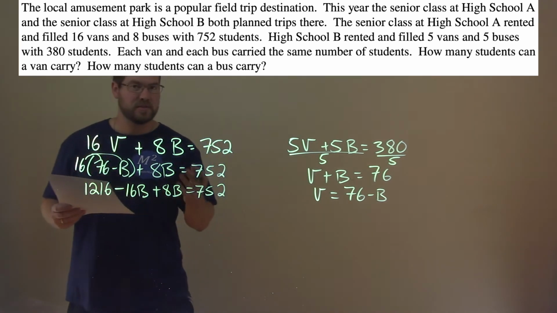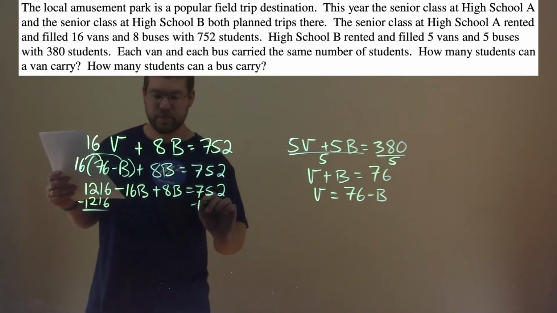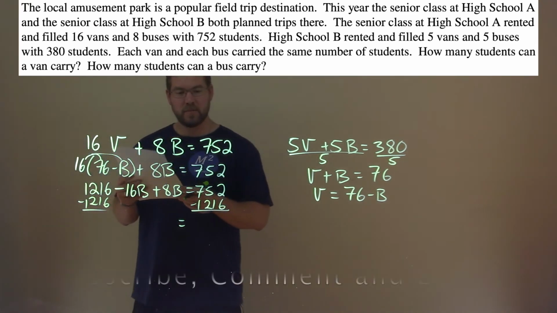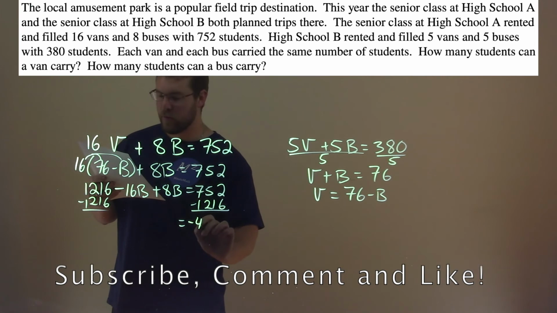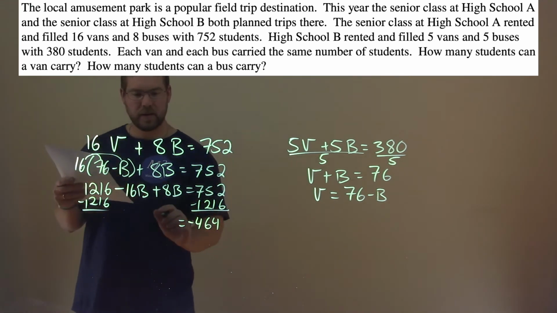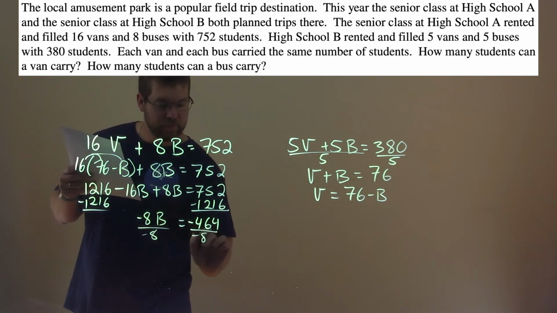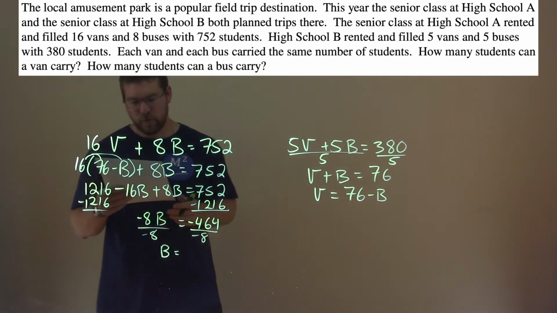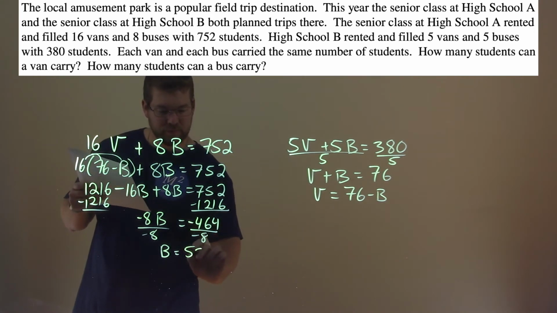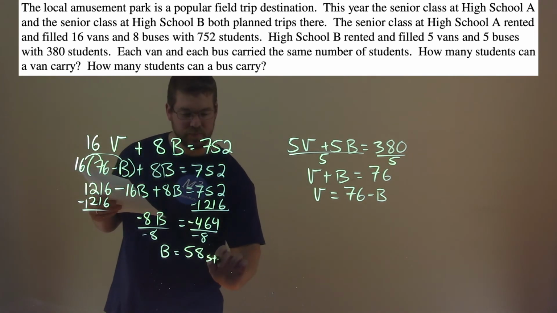We now want to, well, solve for b still. So we're going to subtract 1,216 from both sides. And 752 minus 1,216 is negative 464. Negative 16b plus 8b is negative 8b. Divide both sides by negative 8, and B equals negative 464 divided by negative 8, which is a positive 58. So 58 is how many students a bus can carry.